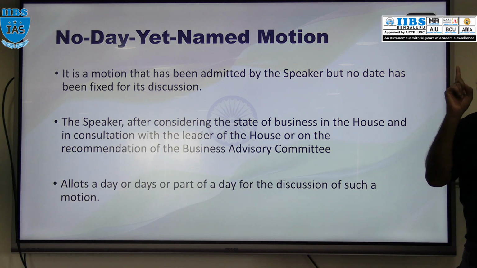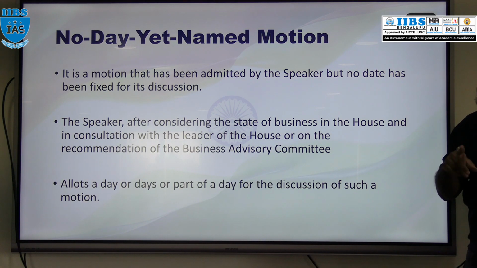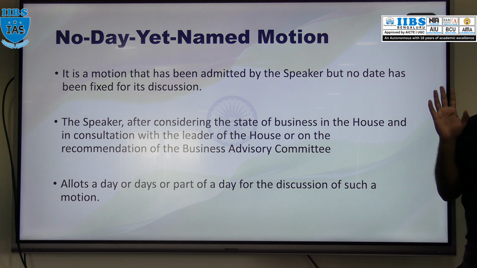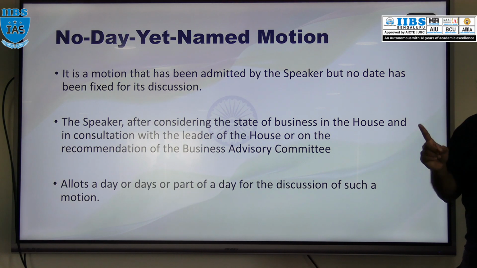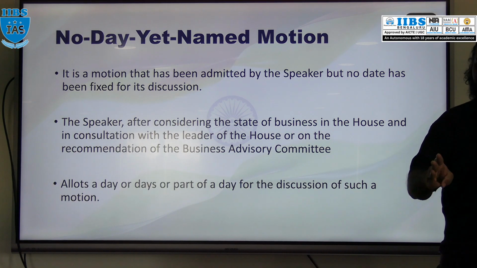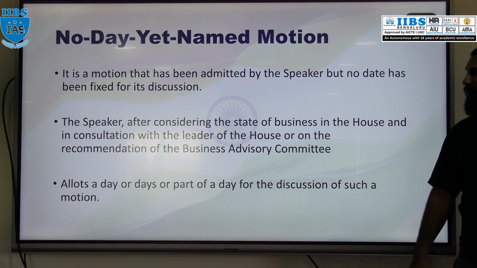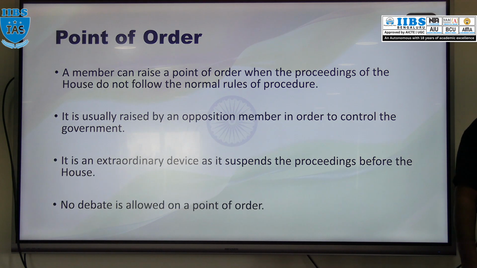The Speaker will decide, after consultation with the leader of the houses, after seeing the business of the house, and after taking the recommendation from the business advisory committee, to allot a single day, part of the day, or days for discussion on the motion. Got it? So that is no day yet named motion.